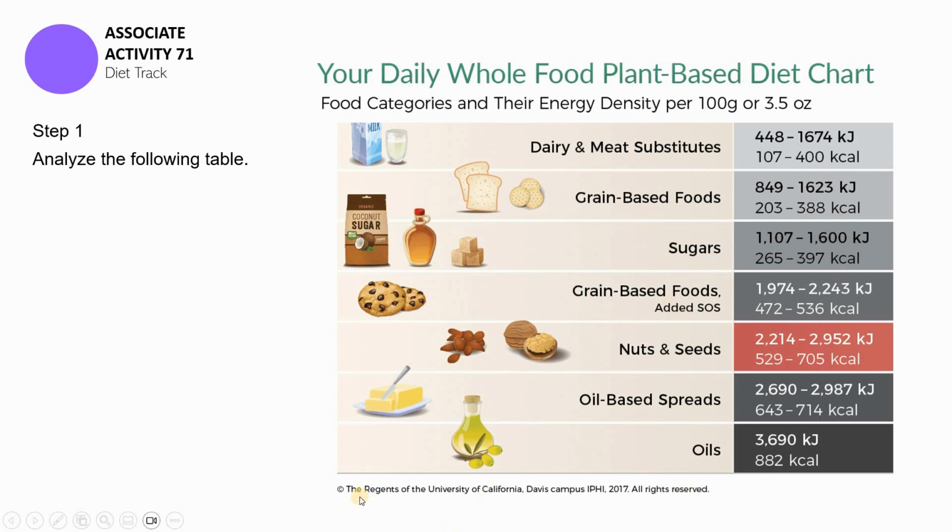This is based on the regions of the University of California, Davis campus. Ayan. So you analyze this table and then answer the following guide questions. So what kind of food items have the greatest number or amount of calories? Take your time. You may pause this video if you need to.